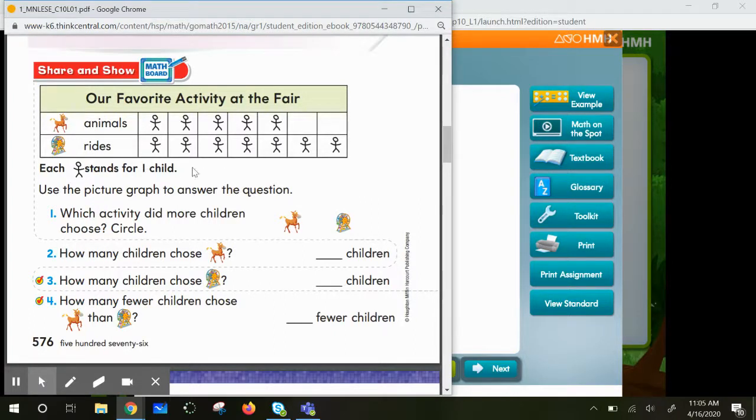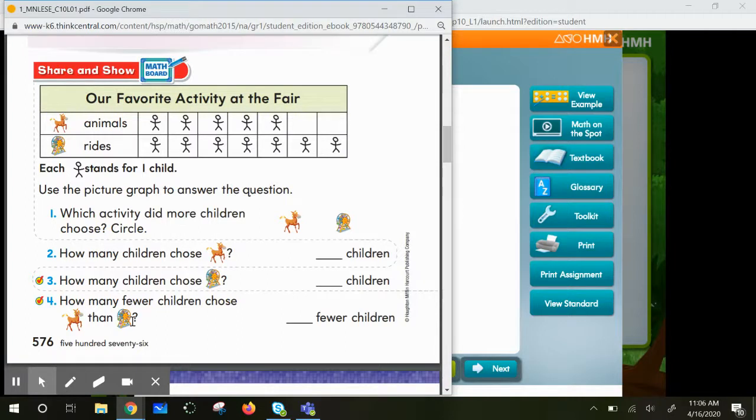Use the picture graph to answer the question. Which activity did more children choose? Circle. Is it animals or rides? How many children chose animals? Count. Mark your answer. How many children chose rides? Count. Mark your answer. How many fewer children chose animals than rides?